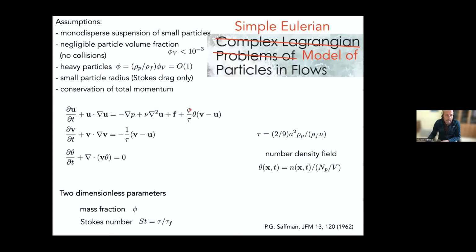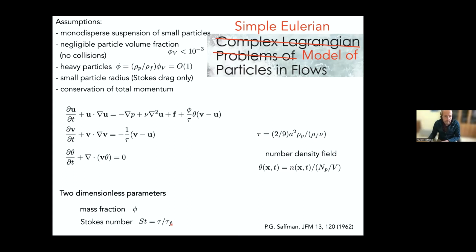And you have two parameters. This is the mass fraction phi, and tau is, as usual, the Stokes time. So there are two dimensionless parameters. One is the mass fraction, the other is the Stokes number, which is defined as the Stokes time normalized with some characteristic time in the flow. I will use, in the turbulent case, the Kolmogorov time.